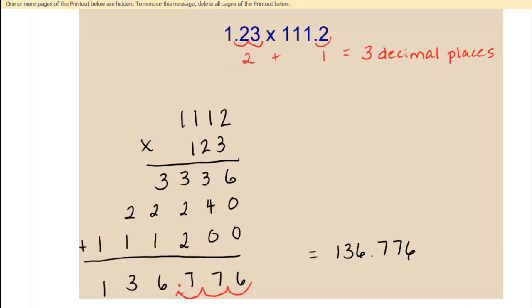So in this example, I have 2 decimal places in my first number plus the 1 decimal place in my second number, so I'm going to move my decimal 3 places in my answer, as you can see right here, and I end up with 136.776.